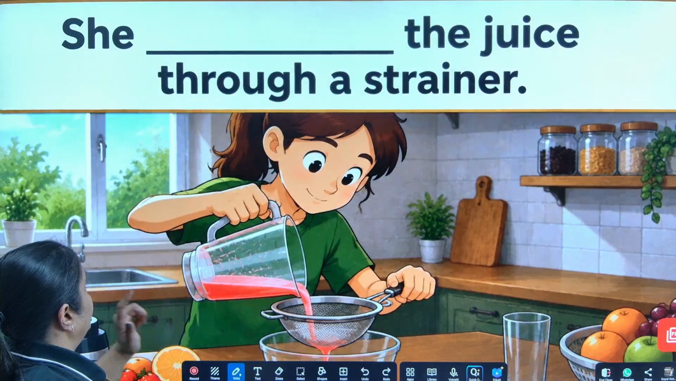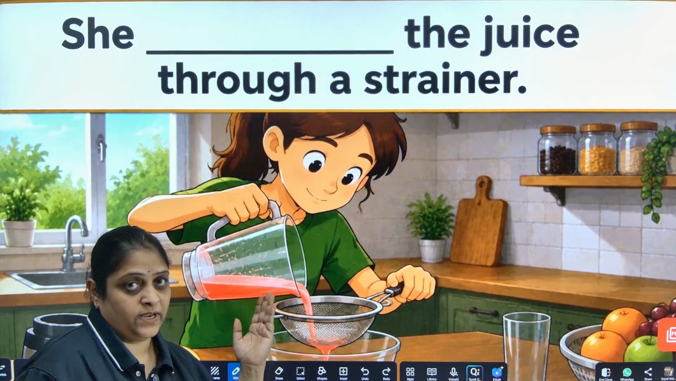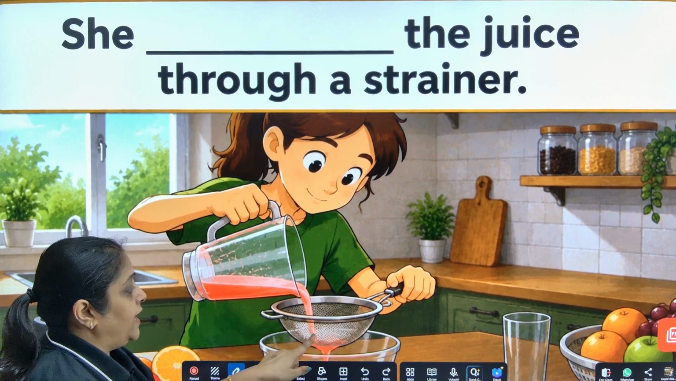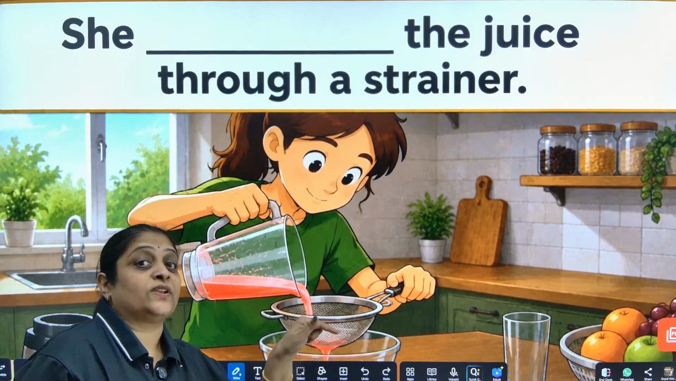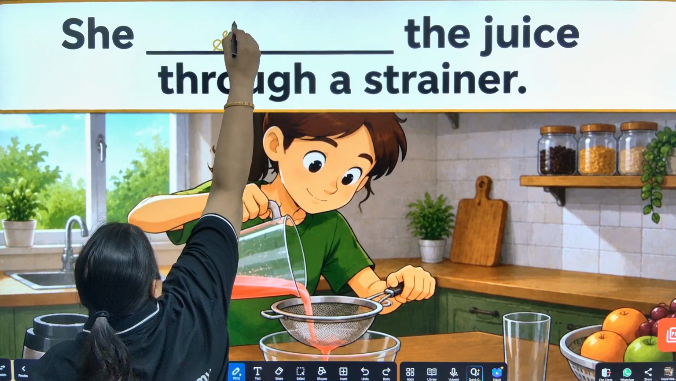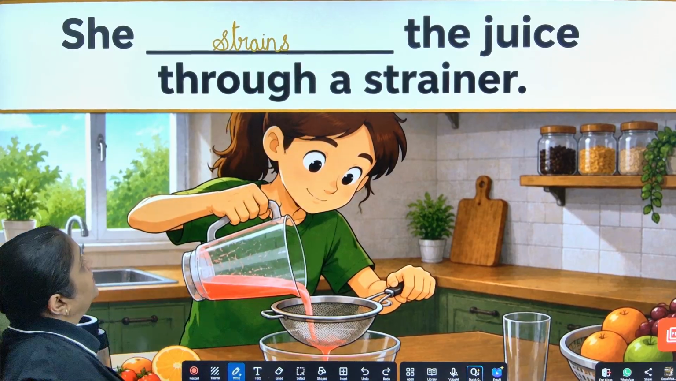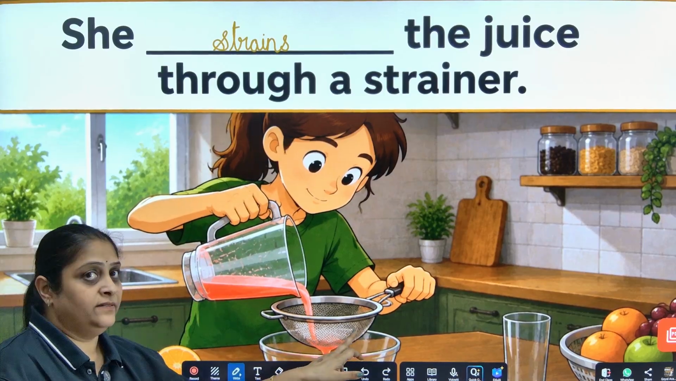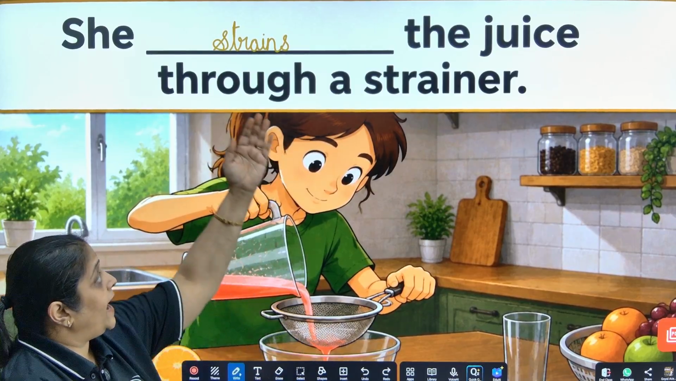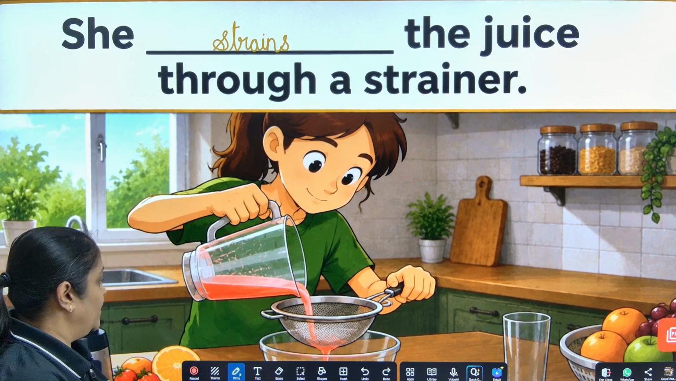Okay, next. See, what is she doing? She is making juice. Okay, so when you make juice, what do you do? She is using a strainer, and when she uses a strainer, she strains the juice. So here the right word will be she strains the juice through a strainer. This instrument which she is using is known as a strainer, and the word is to strain. That means she strains the juice through a strainer. Okay, next.